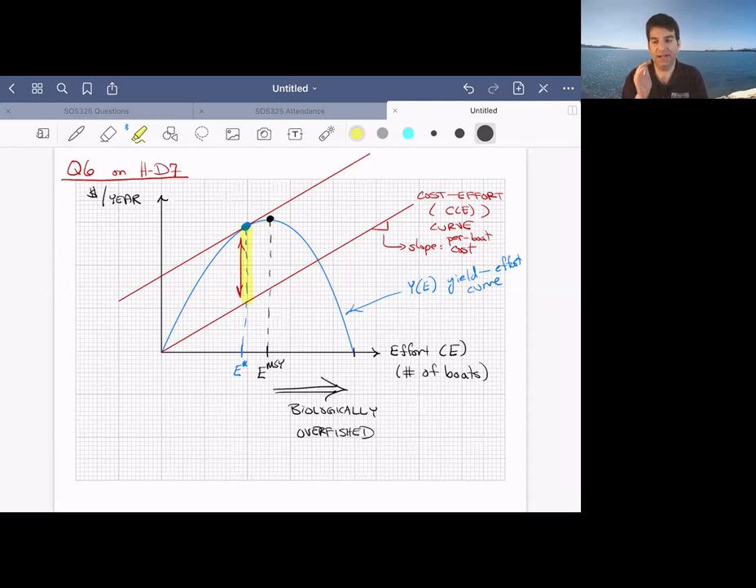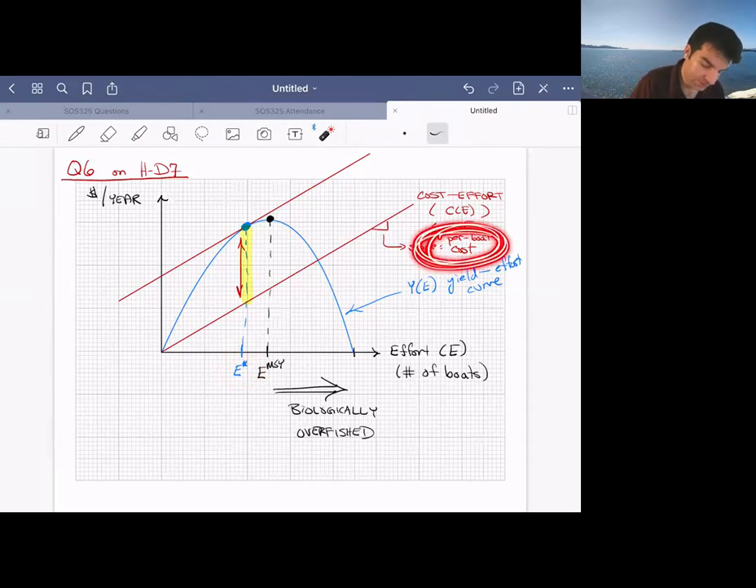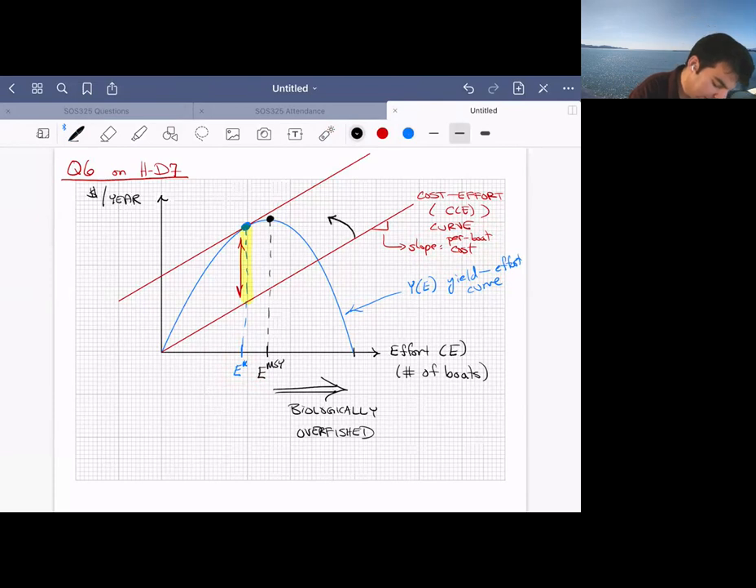Okay, so the question is, what's a graphical argument that shows that this will never be biologically overfished if we always operate at the economically efficient level here? Well, I hope you can see that if I increase the cost per boat, so that is just going to rotate this cost curve this way. So this here is increased cost per boat.